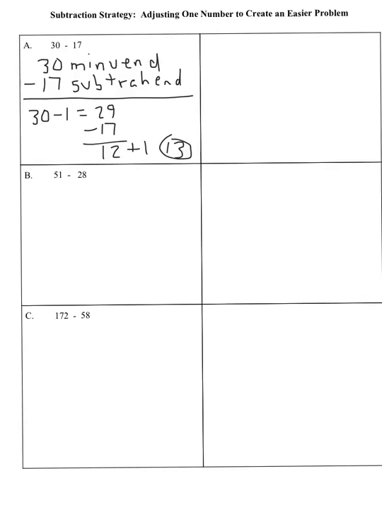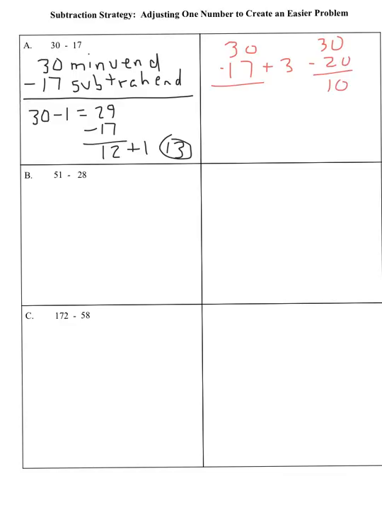Now, also make sure we see what happens if we changed the subtrahend, not the minuend. So let's look at another way. We're not going to touch the 30. What if we said we're going to impact the 17? Let's add 3. So we're going to say 30 lose 20.